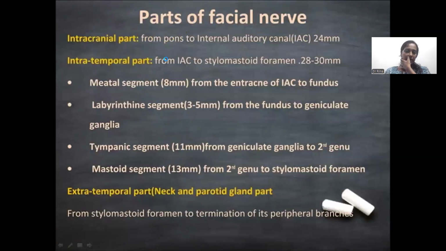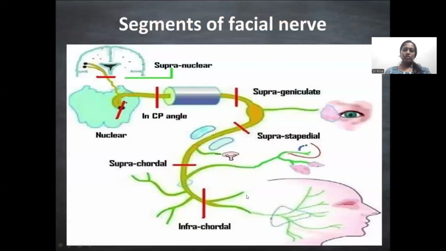Again, the parts of the facial nerve can be divided into intracranial, intratemporal, and extratemporal. Intracranial means within the cranium, from the pons to the internal auditory canal. The intratemporal part is from the internal auditory canal to the stylomastoid foramen. Once it emerges from the stylomastoid foramen, that is the extratemporal part, from the stylomastoid foramen to the termination of its peripheral branches.